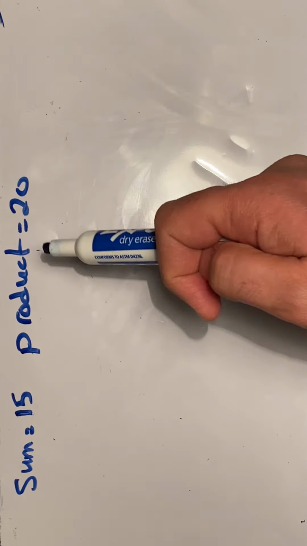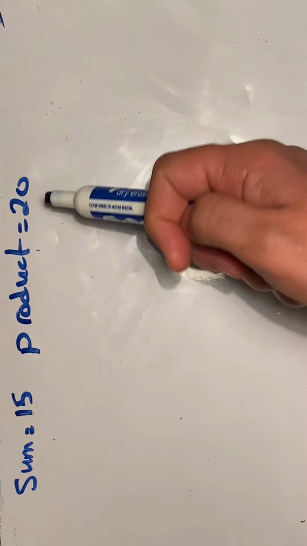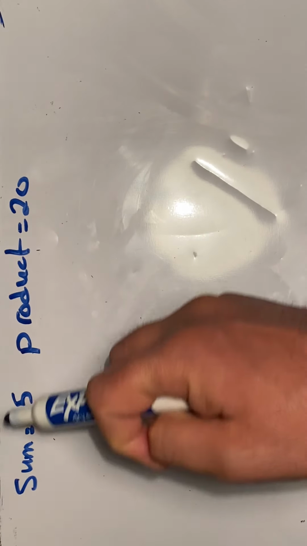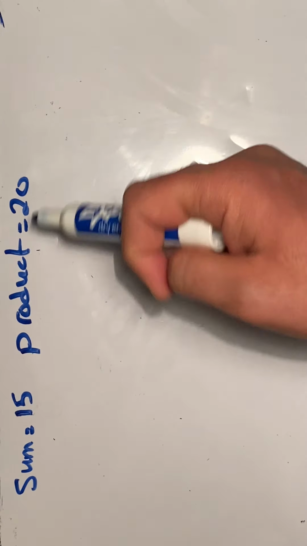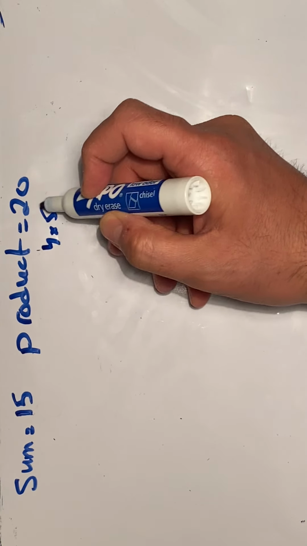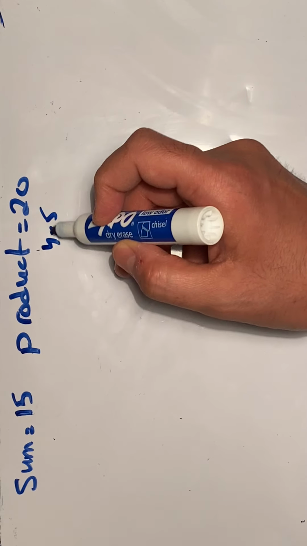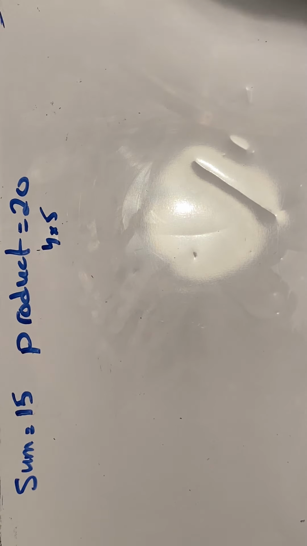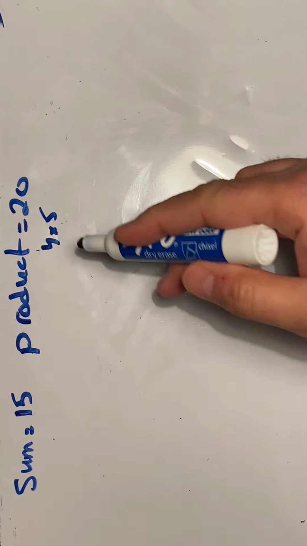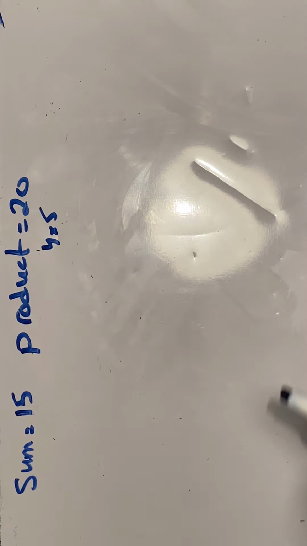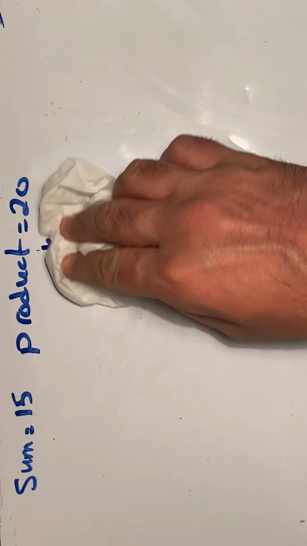Now, if I try to guess two numbers whose product is 20, so 2 times 10 is 20, but 2 plus 10 is 12. It's not 15. 4 times 5, that's 20, but 4 plus 5 is 9. And the other option would be 1 times 20, which is 20. Again, 1 plus 20 is 21. That's not 15. So I'm just going to delete this here.